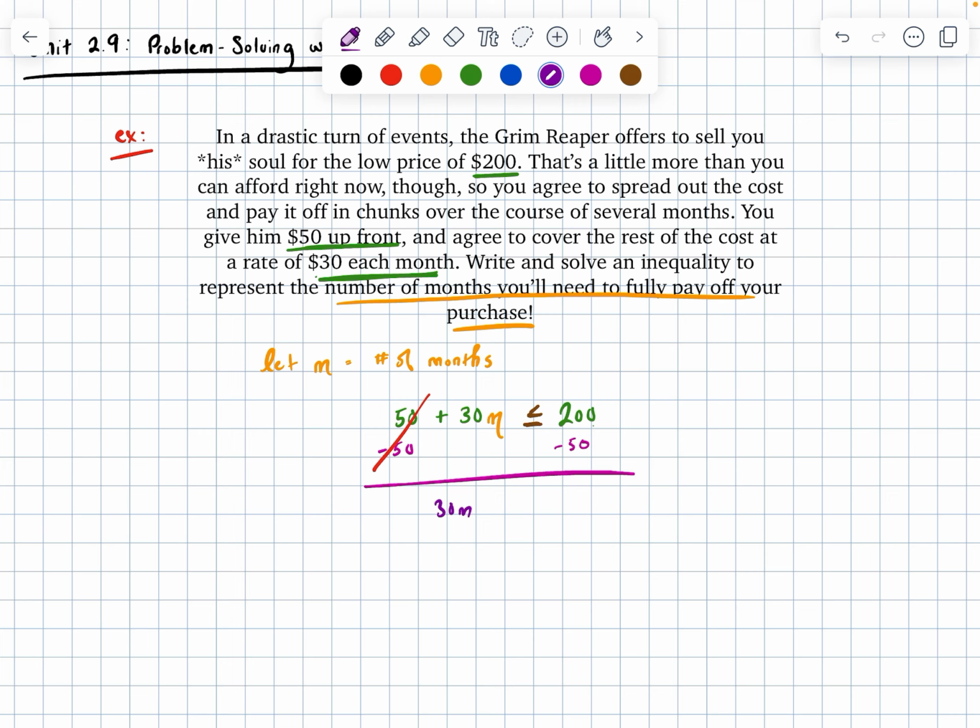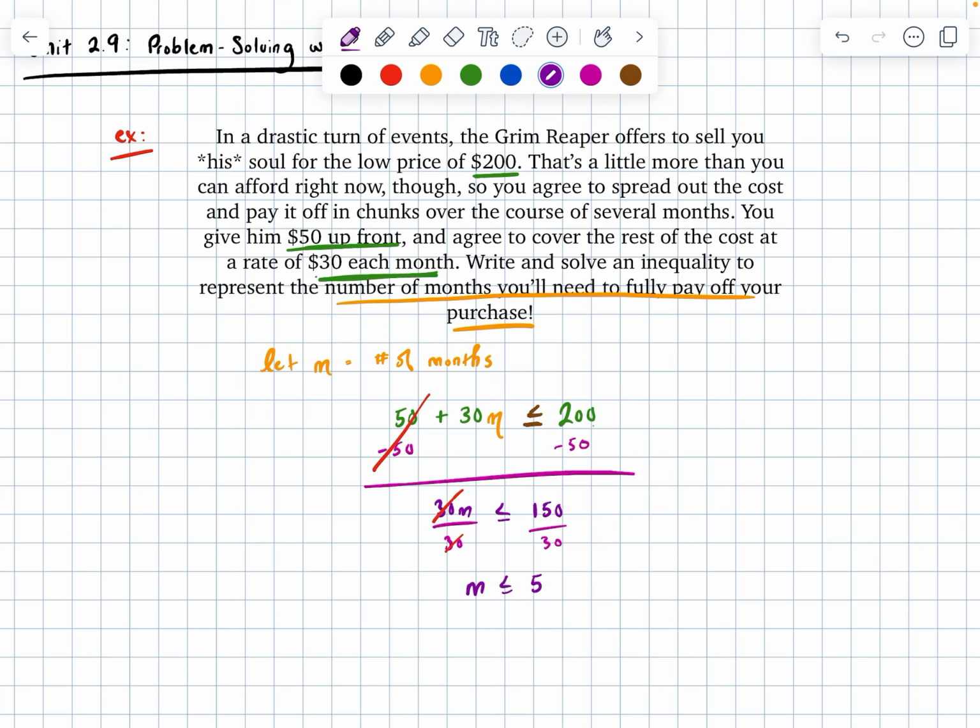Reverse order of operations, get rid of our 50 first. That leaves me with 30m is less than or equal to 200 minus 50, which is 150. Last thing between me and m by itself, let's divide both sides by 30. 30 divided by 30 is 1. So m is less than or equal to 150 divided by 30, which is 5.